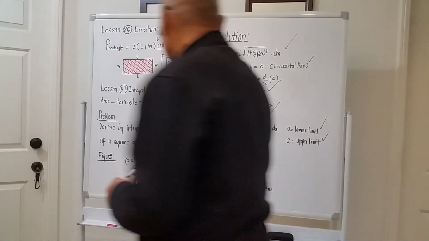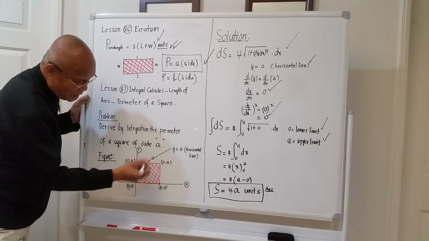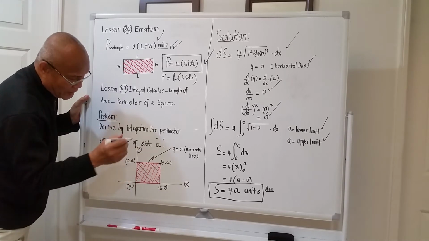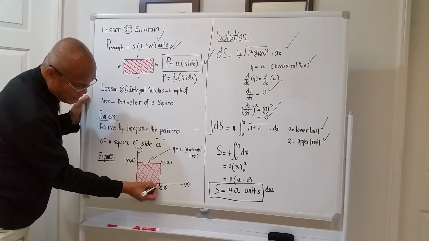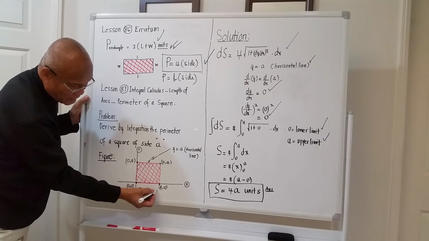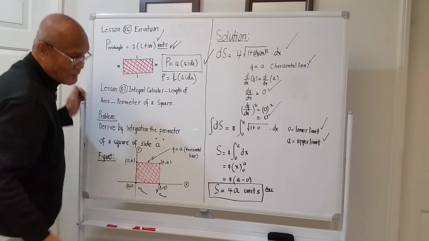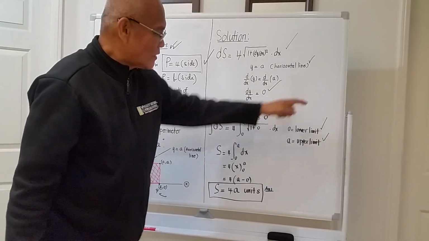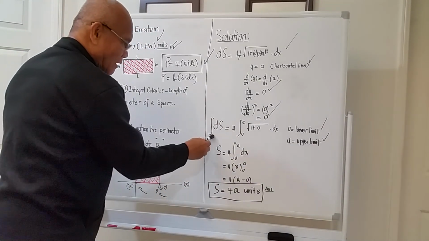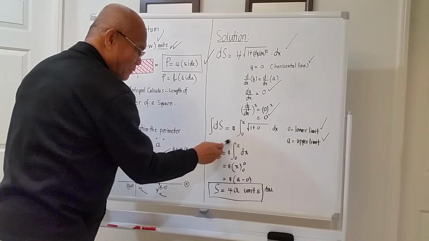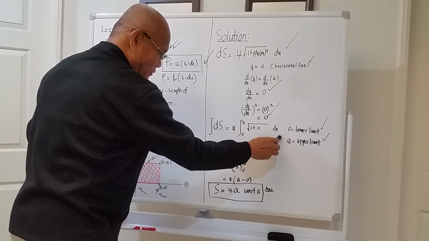How is that so? To take the total distance of the top horizontal line, x should move from this point to this point. So x here is 0, and x here is actually a. So 0 is the lower limit and a is the upper limit. Integrating both sides, the integral of the differential length of arc equals the integral from 0 to a of the square root of 1 plus 0, times dx.